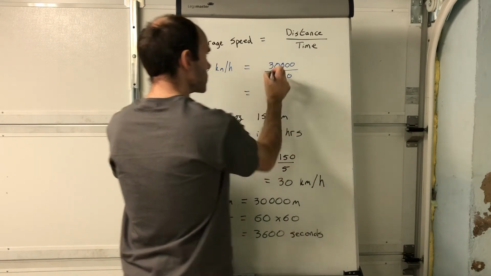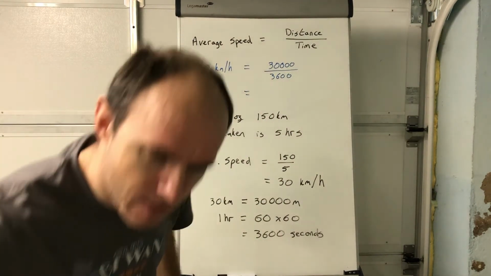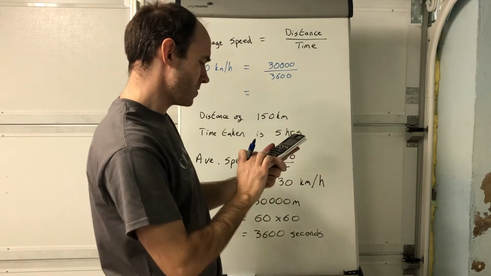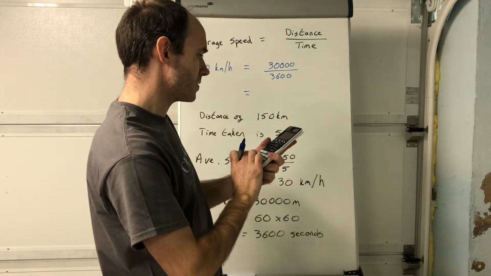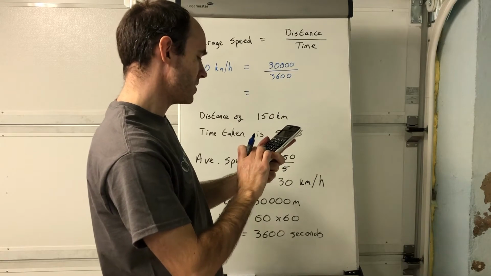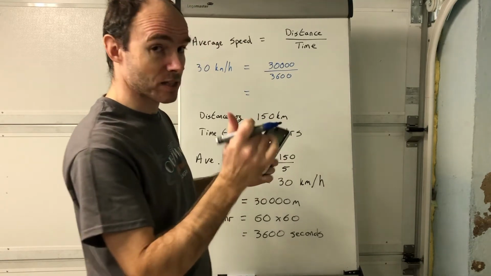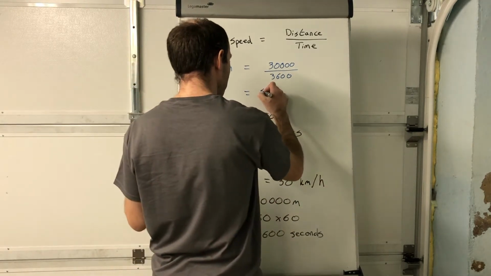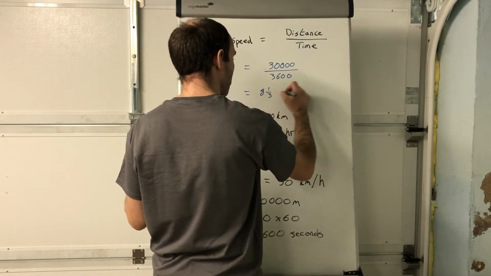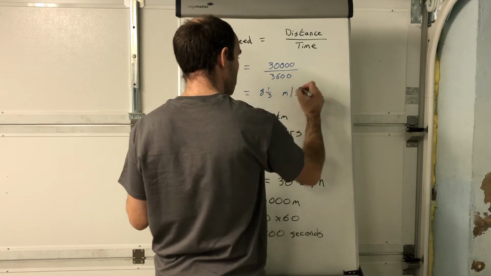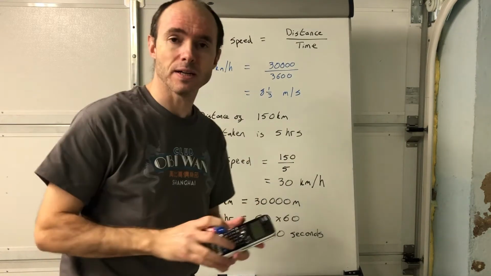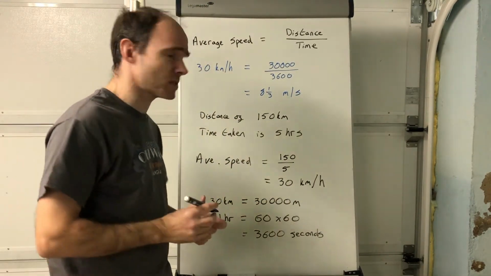Okay, and then we just work out what that is. This is where you get your calculator out and just type it in. 30,000 divided by 3,600. Okay, and that's given me 8 1/3. So it's 8 1/3, and then the units are meters per second. Okay, and that is it. That's your simple example.